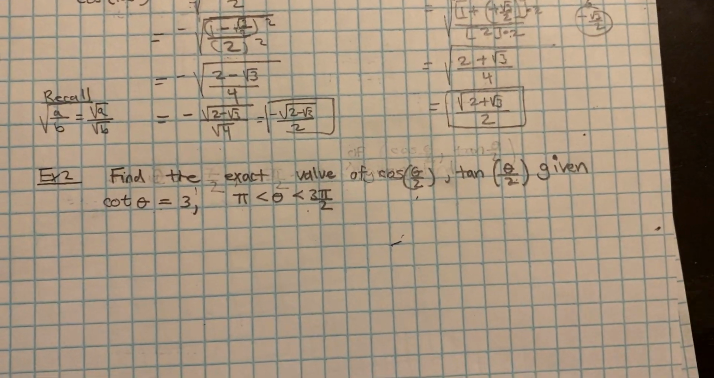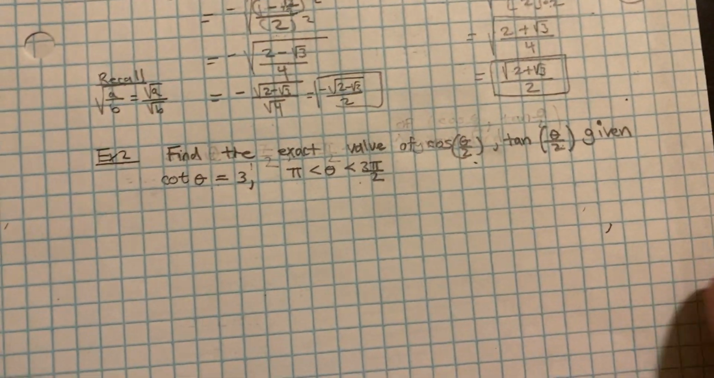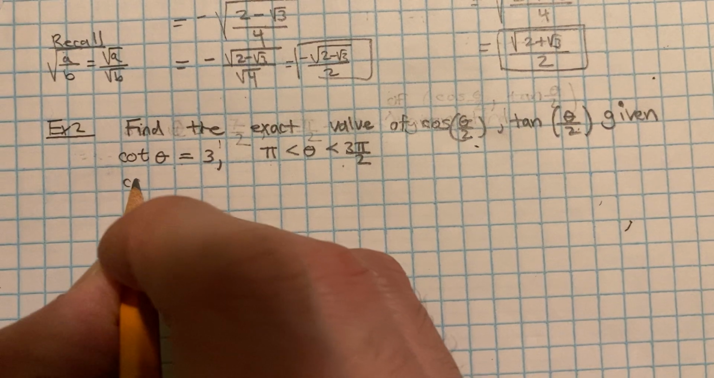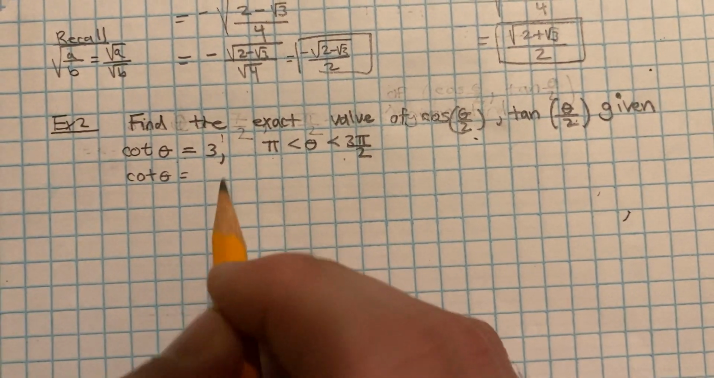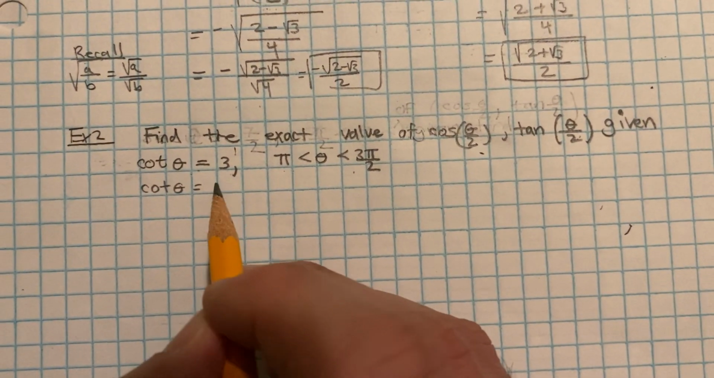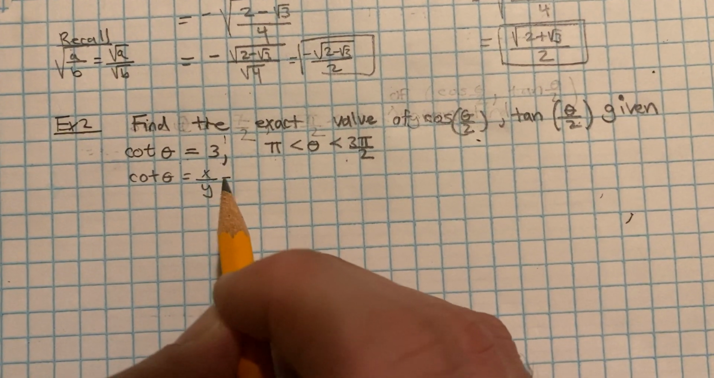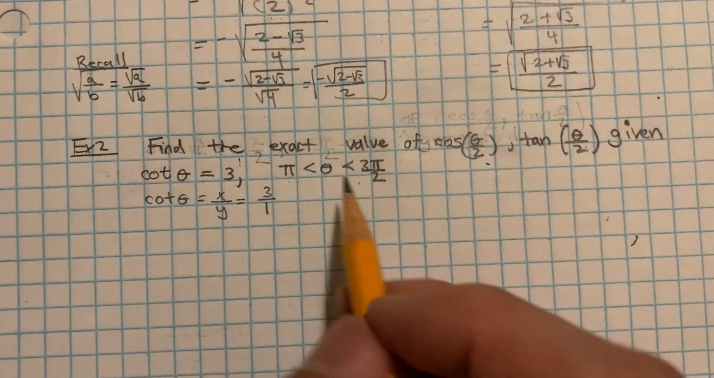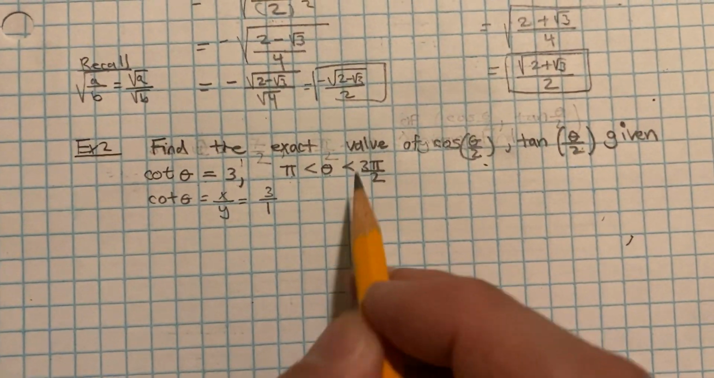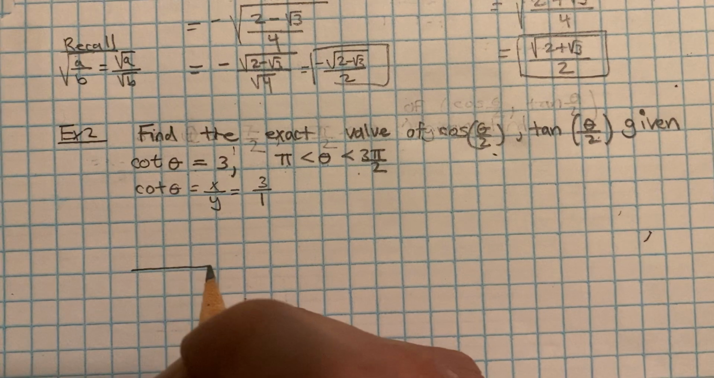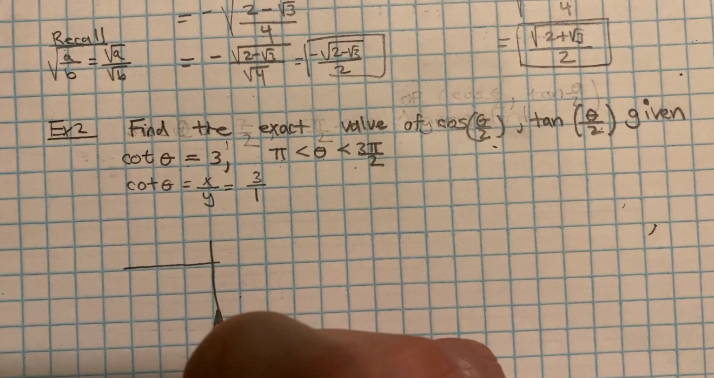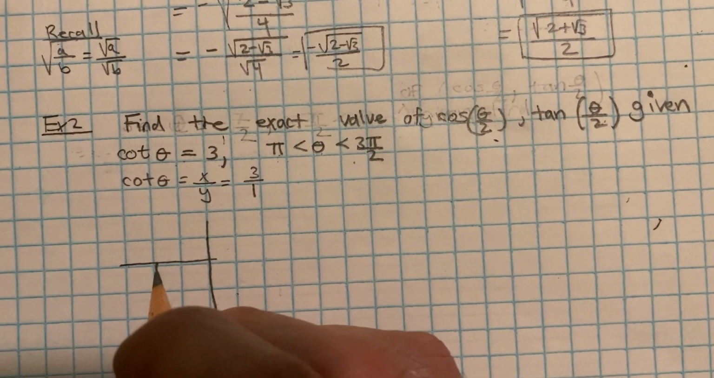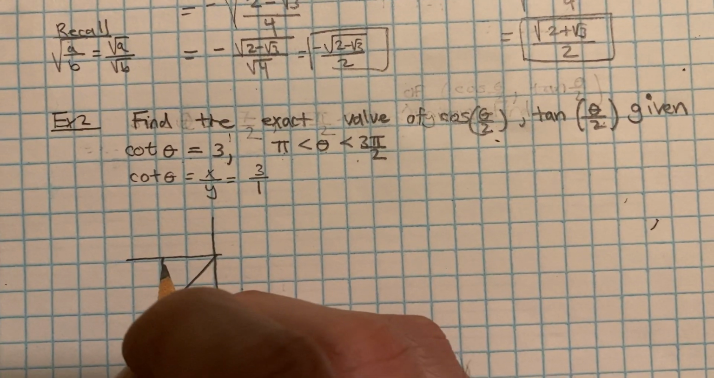Okay, so you know what to do. You're going to have to sketch a triangle. So cotan, we said, cotan is the ratio of x over y. So I'm going to write a 3 over 1 over here. Now notice theta is between pi and 3 pi over 2. So if I were to draw my triangle between pi and 3 pi over 2, that puts us in quadrant number 3.